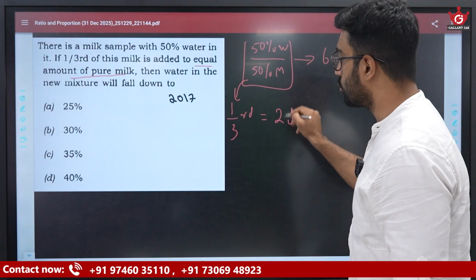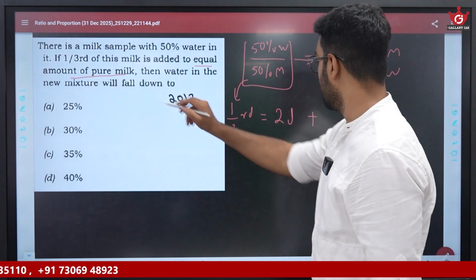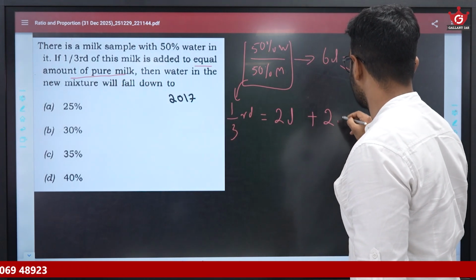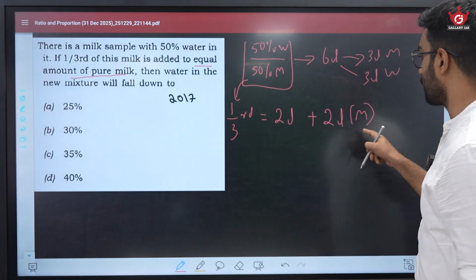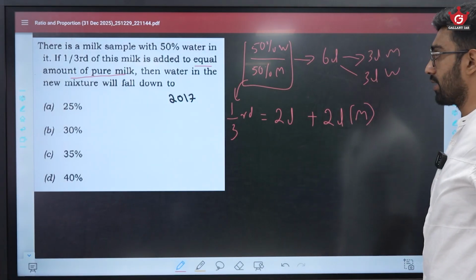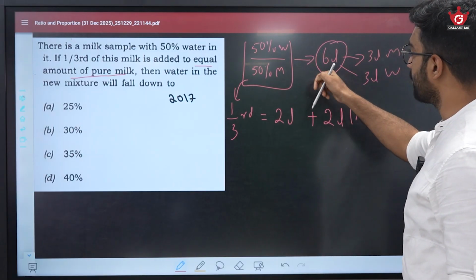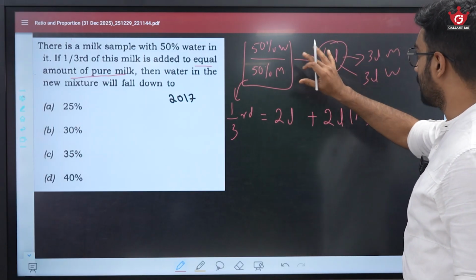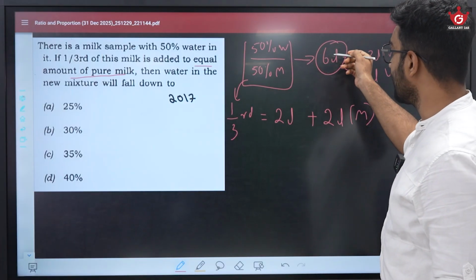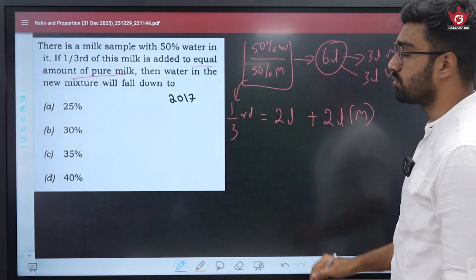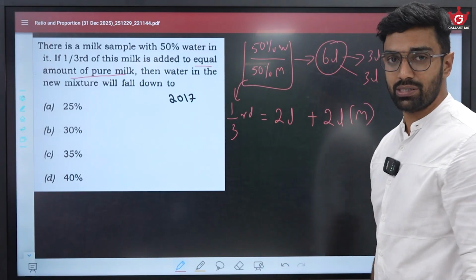To this 2 liters, we are adding an equal amount of pure milk, that is, 2 liters of pure milk. We just assume a random value for the mixture. We could take 12 liters or 4 liters, anything, but I am taking 6 liters to make the calculation easy.